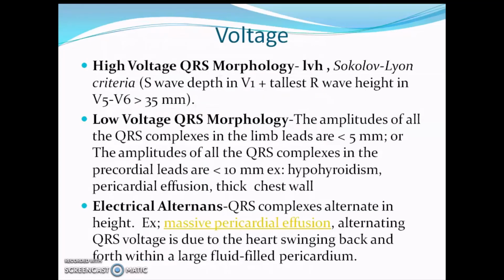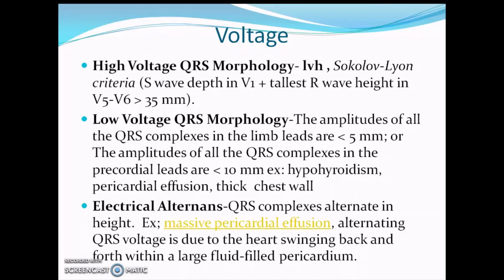Next is voltage. High voltage QRS complexes are seen in left ventricular hypertrophy. The commonly used criterion is the Sokolow-Lyon criteria, that is S wave in V1 plus tall R wave in V5 or V6 more than 35 mm. Next is low voltage QRS. In limb leads it should be less than 5 mm, and in chest leads it should be less than 10 mm. It is seen in hypothyroidism, pericardial effusion, and thick chest wall.